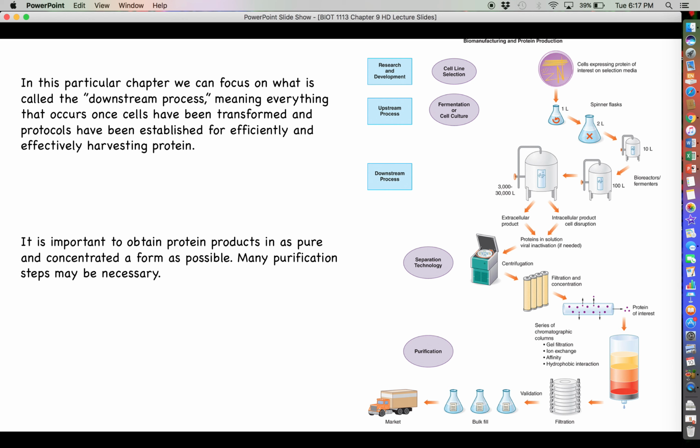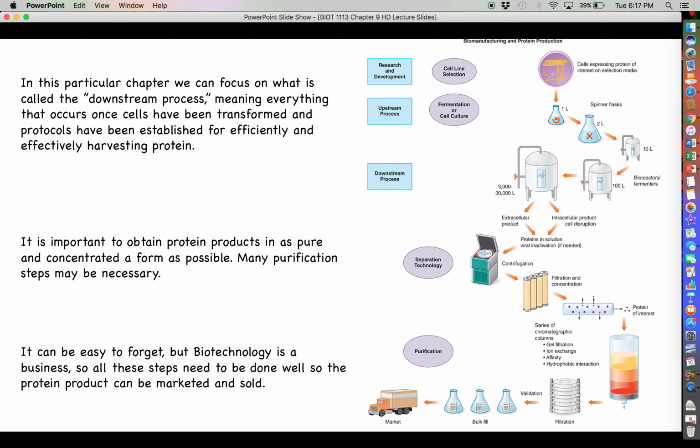But the thing that we need to remember and what we need to take caution for is that we need to obtain protein products that are as pure and as concentrated as possible. Like I said, it's easy to forget that biotechnology is a business, so we're not going to be doing good business if we are selling a protein product that is not very concentrated or not very pure. So we need to make sure that we're doing as good a job as possible during this downstream process.